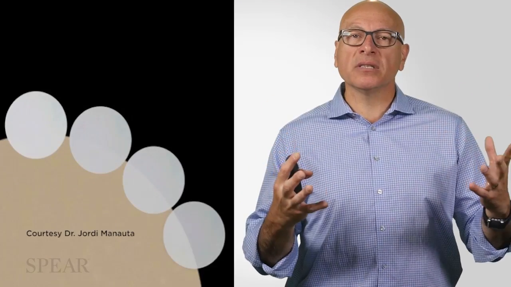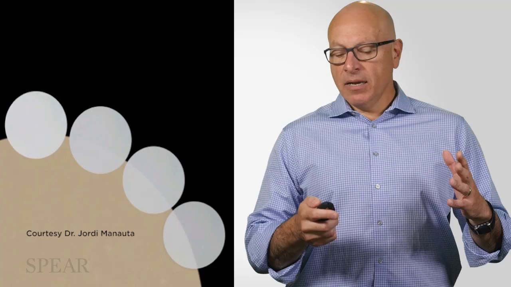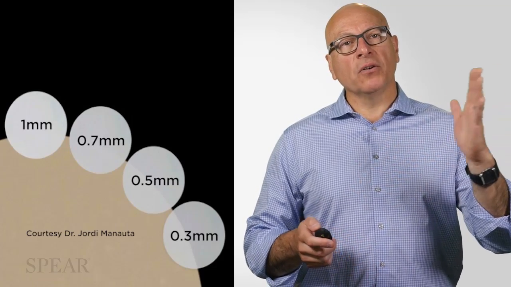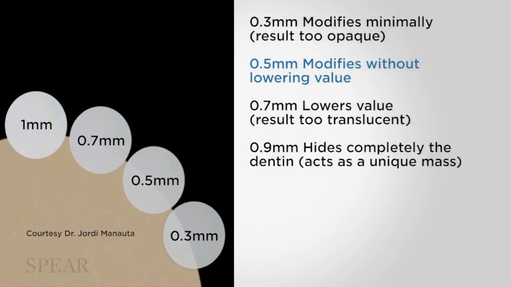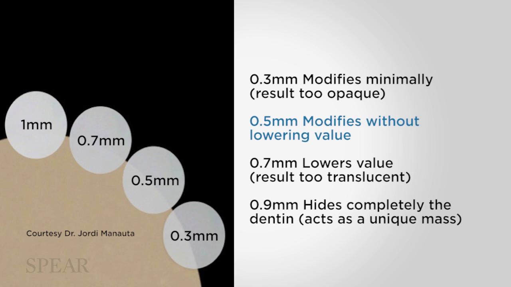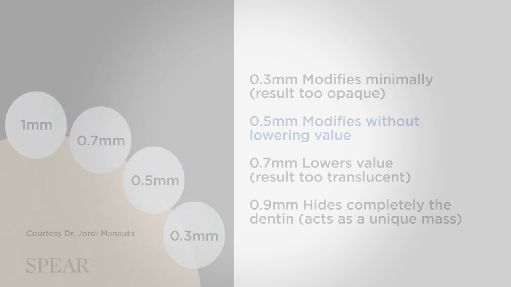Dr. Jordi Manauta from Italy went on this quest to try to find out what was the best thickness of material. And after trying different thicknesses of enamel over dentin, they came to the conclusion that the ideal thickness for enamel was 0.5 millimeters. So in my practice, this is what I try to do with resin composite restorations that I layer. I will always try to have 0.5 millimeters of the final layer of enamel. Okay? But it's very difficult to consistently come up with 0.5 millimeters of enamel.